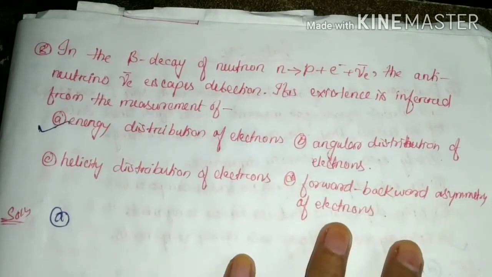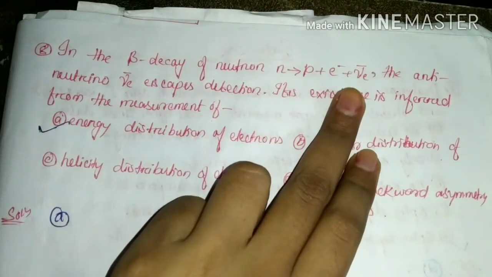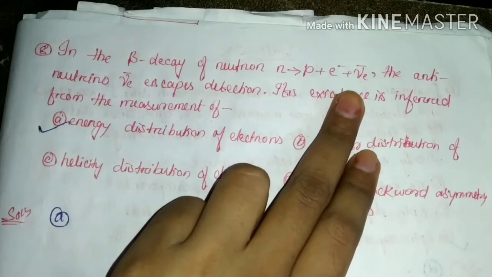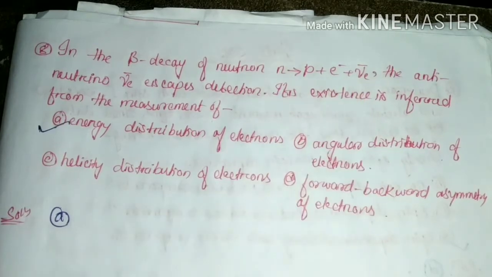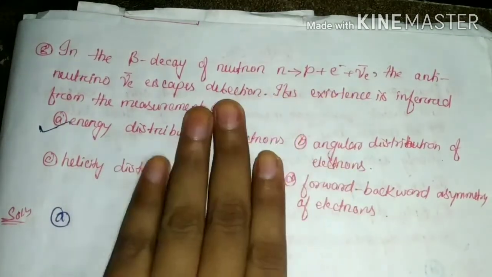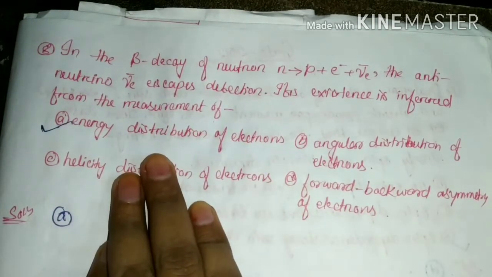So firstly I would like to say this neutrino, it is emitted to conserve what? To conserve the linear momentum, angular momentum and the lepton number. And this will also explain the energy distribution of this emitted positron, right? So here I would like to make you clear that the existence of this neutrino is inferred from the measurement of the energy distribution of electrons. Just because of the energy distribution of electrons, its existence is inferred.